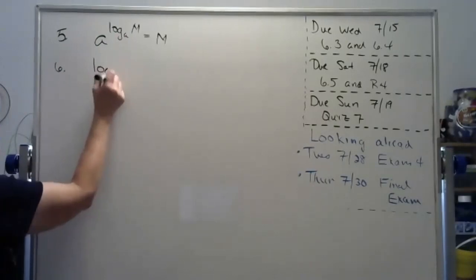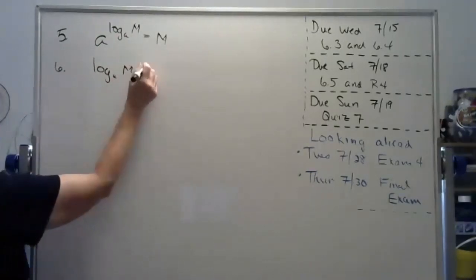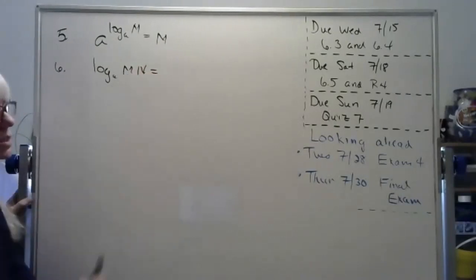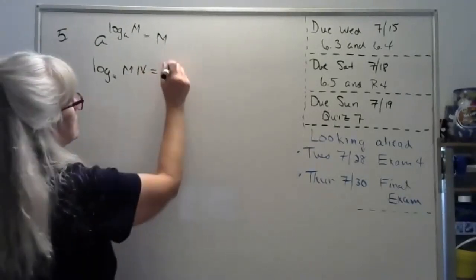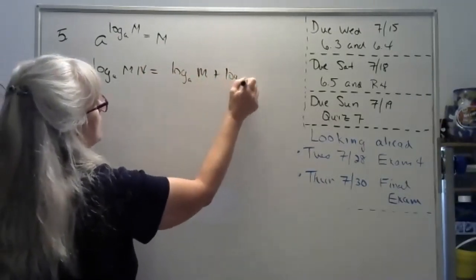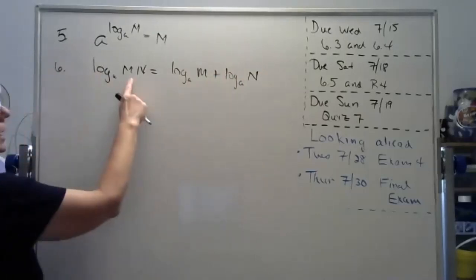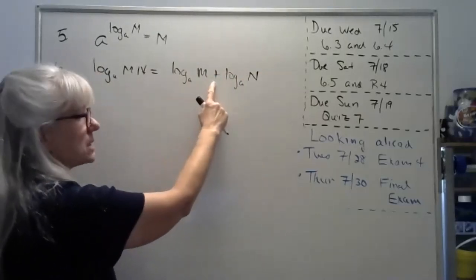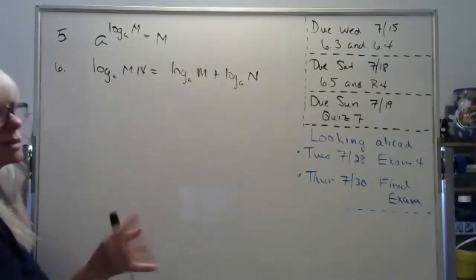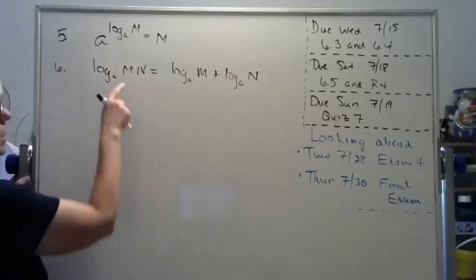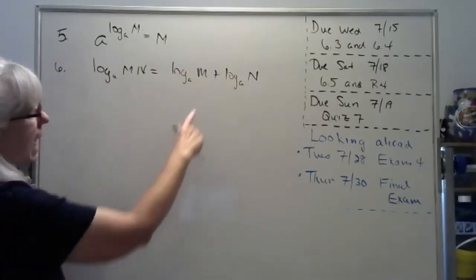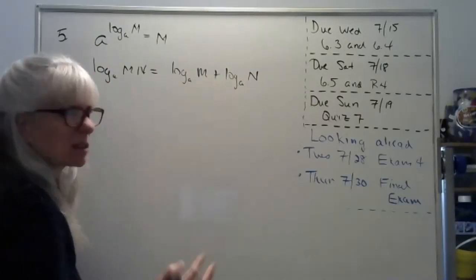Property 6 says if you have the log of a product. So if I have log base a of m times n, so the log of a product, then that's the same thing as log base a of m plus log base a of n. So if I have a product, I can rewrite it in an expanded form as a sum with a plus between them. And this makes some weird sense to us because we know that this is in form an exponent, and when you multiply bases, you add their exponents, so it kind of makes a little bit of sense.